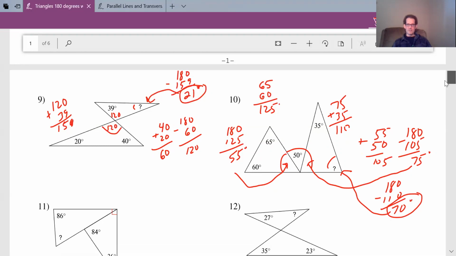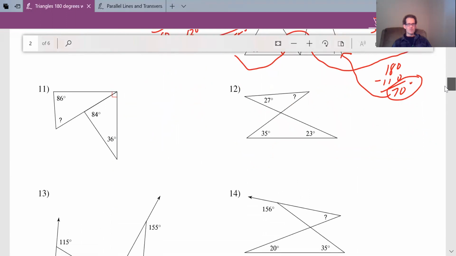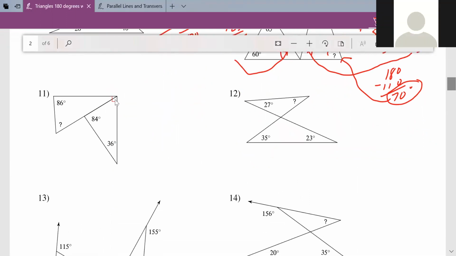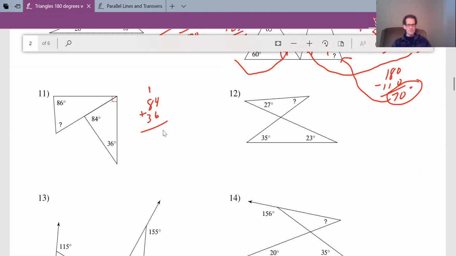Let's look at number 11. I know, teacher. Okay, this has got a 90-degree angle here. Let's start with this because we have the most angles right here. So I have 84 plus 36. And I'm going to get 120. So if I subtract 180 minus 120, I get 60. And that's for this little angle right here. So I'm going to write 60 in.